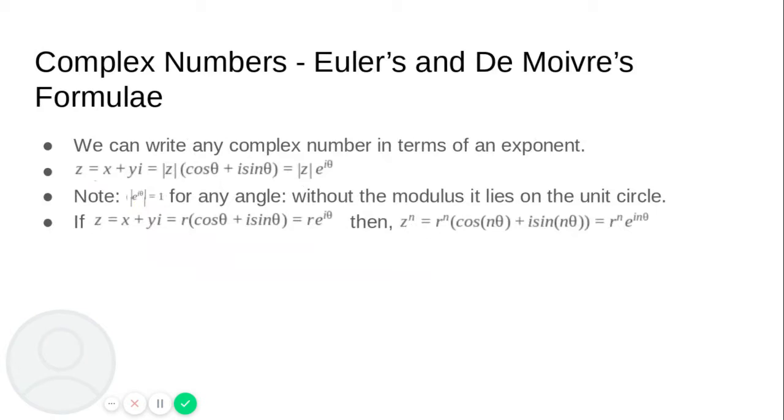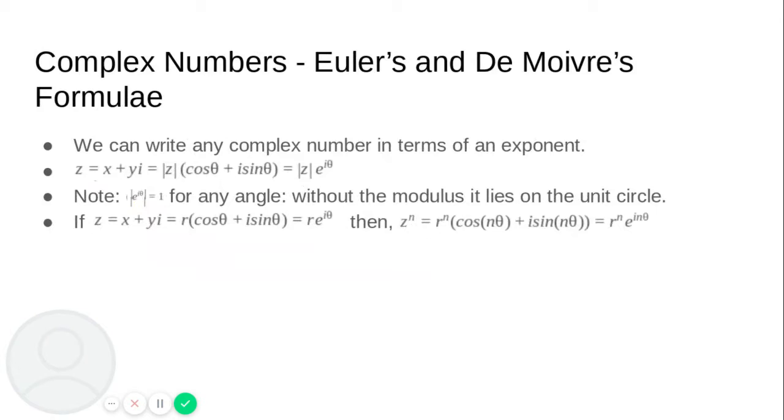We can also write any complex number in terms of an exponent, which is where we use Euler's formula. So if z is equal to x plus yi, then it's also equal to, as we went over before, modulus of z times cos theta plus i sine theta, which is equal to modulus of z times e to the i theta. This is just another way to write it.